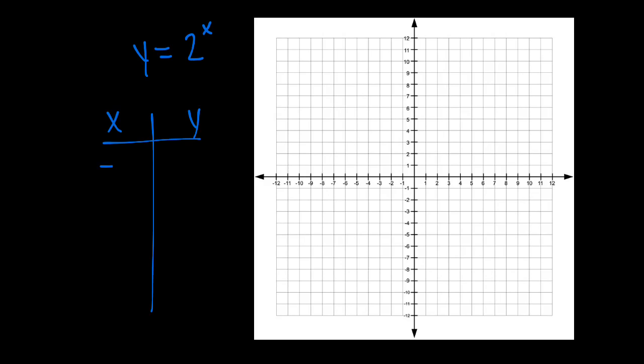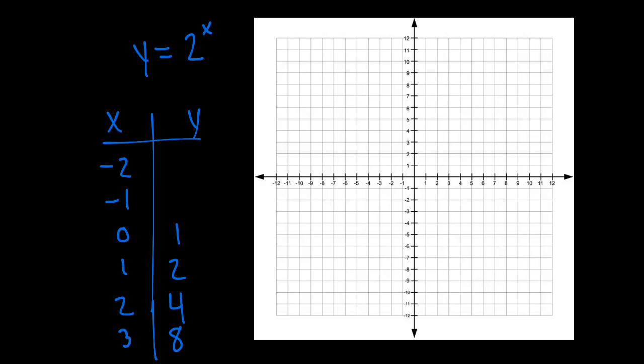And for our x's, let's choose a couple values on each side of 0. So -2, -1, 0, 1, and 2 will be good. Let's start with 0. If we plug in 0, 2 to the 0 is 1. Anything to the 0 power is 1. If we plug in 1, we would have 2 to the first. That's 2. Plug in 2. 2 to the second is 4. We can maybe add 3. 2 to the third would be 8.